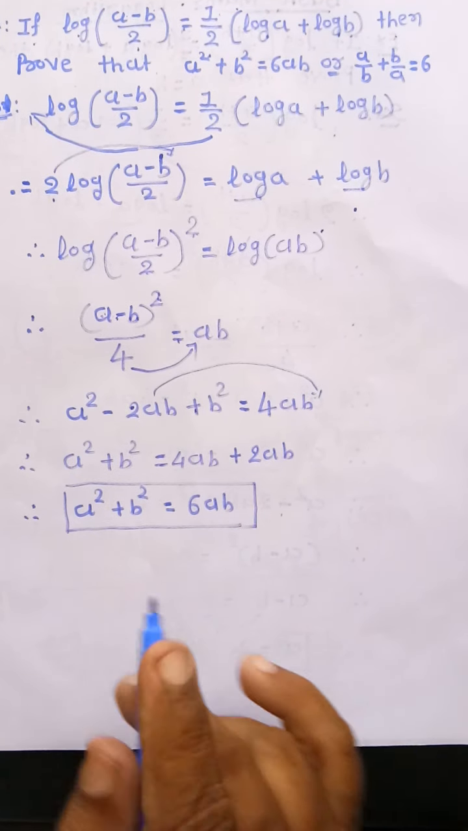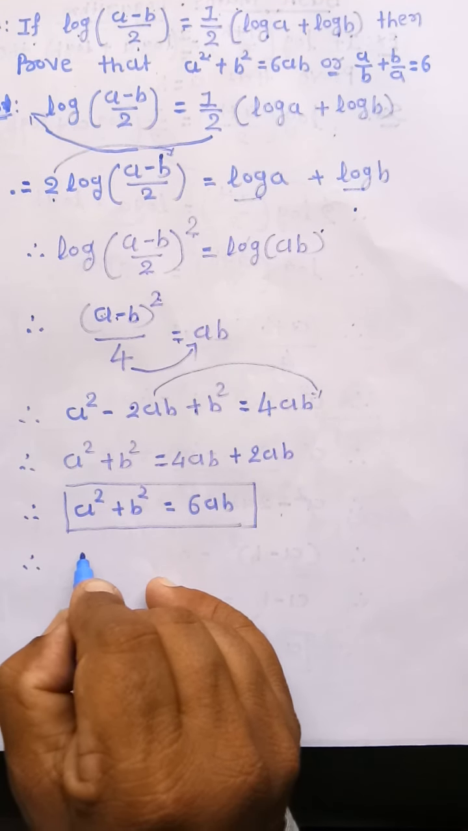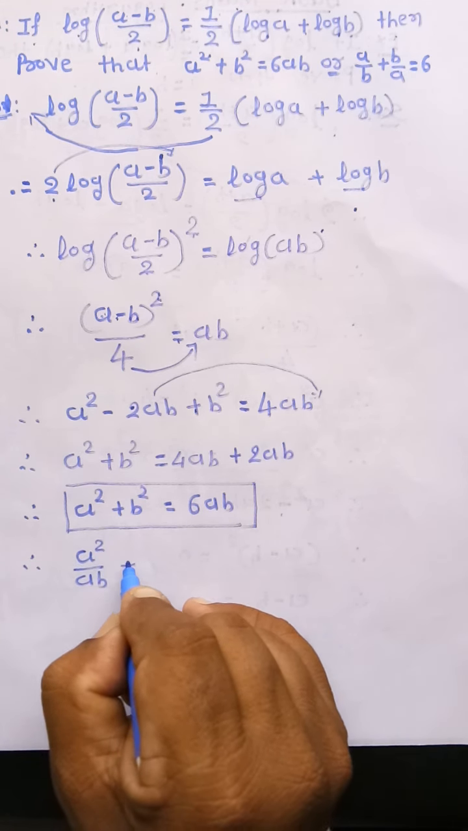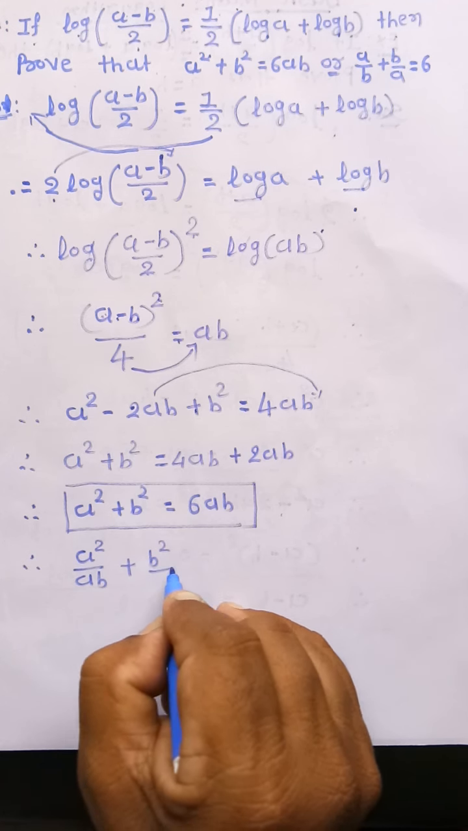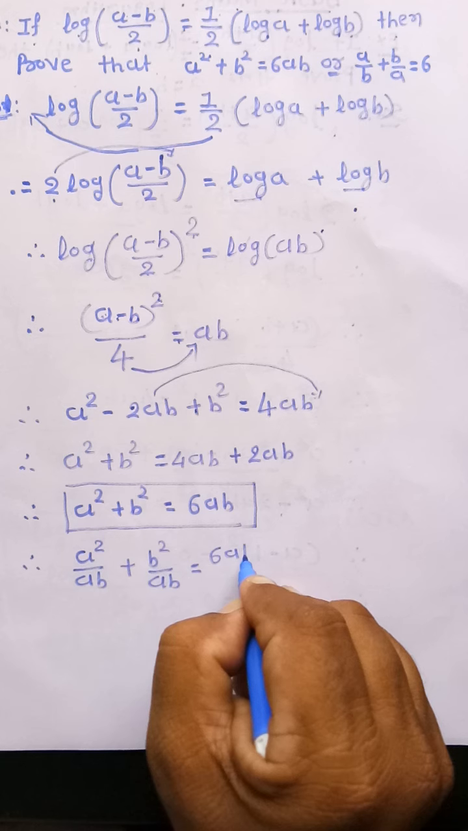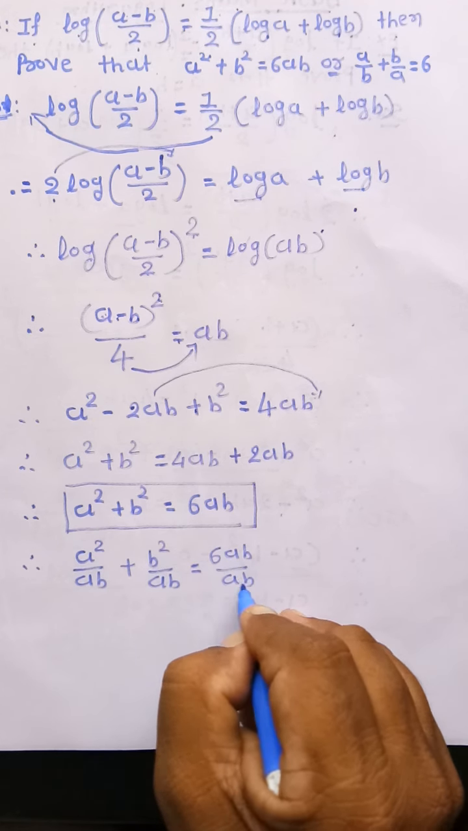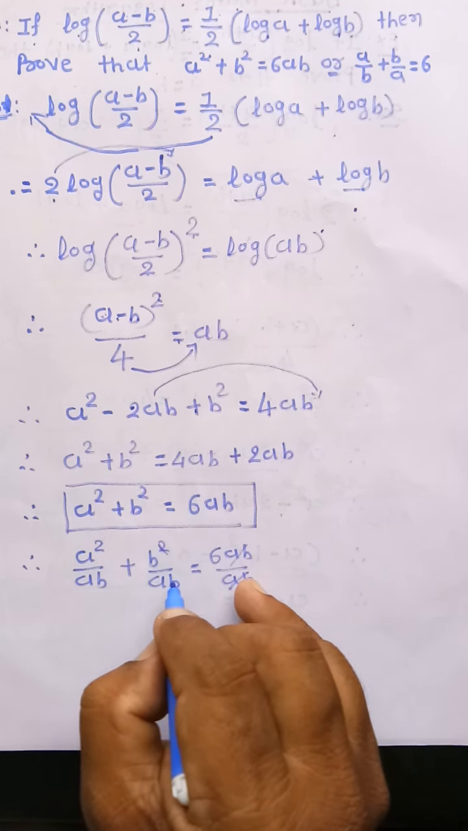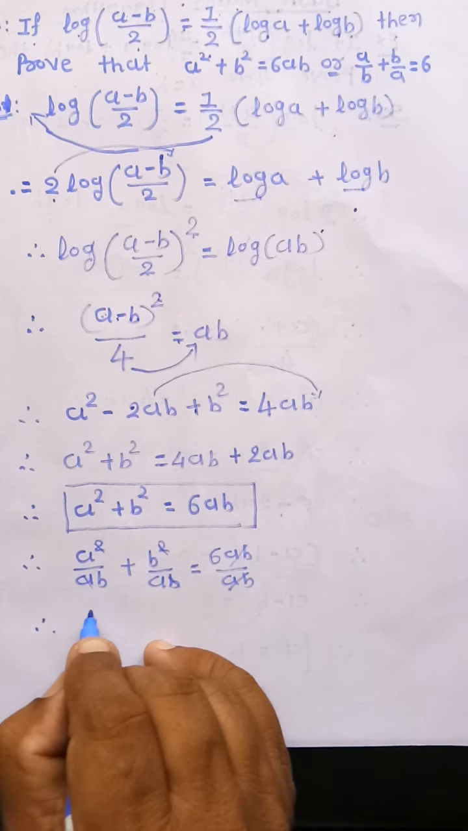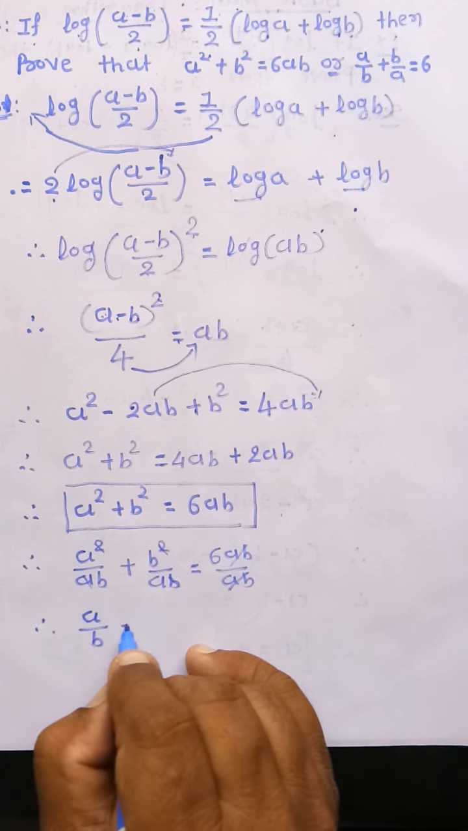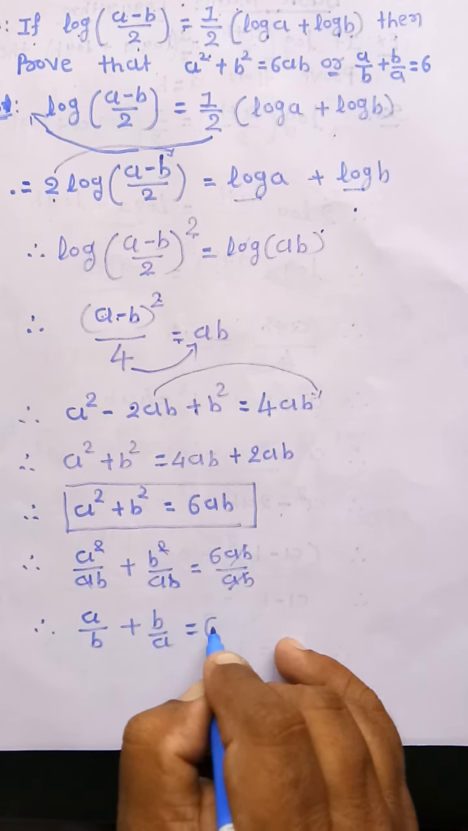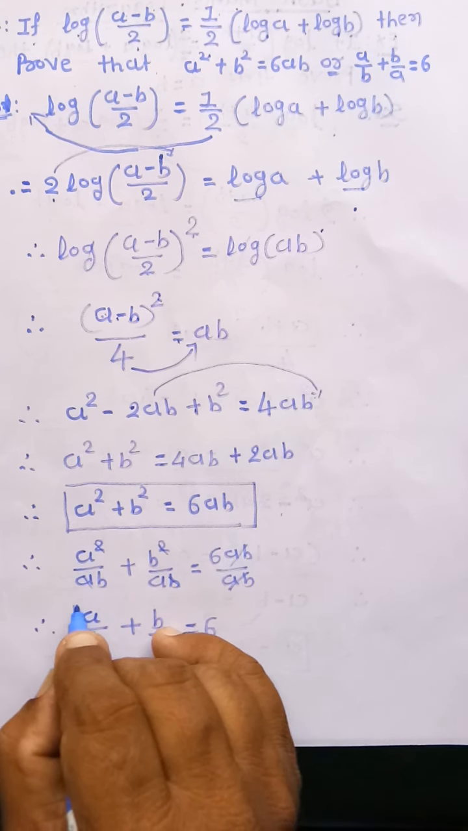Now both sides divide by ab, then a square by ab plus b square by ab equal to 6ab by ab. Then ab is cancelled, 1 b is cancelled, 1 a is cancelled. So answer is a by b plus b by a is equal to 6. Hence proved, second result.